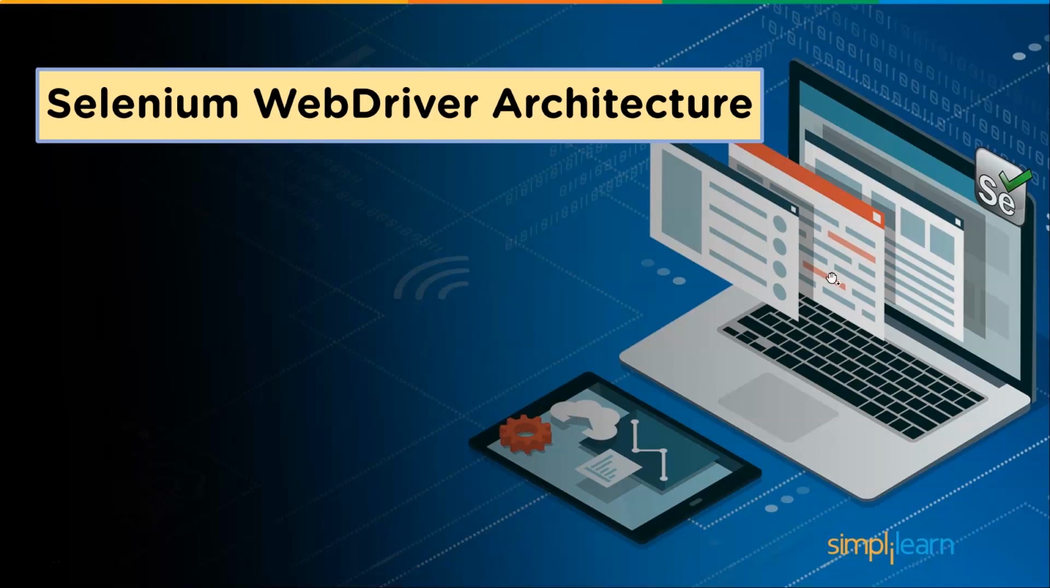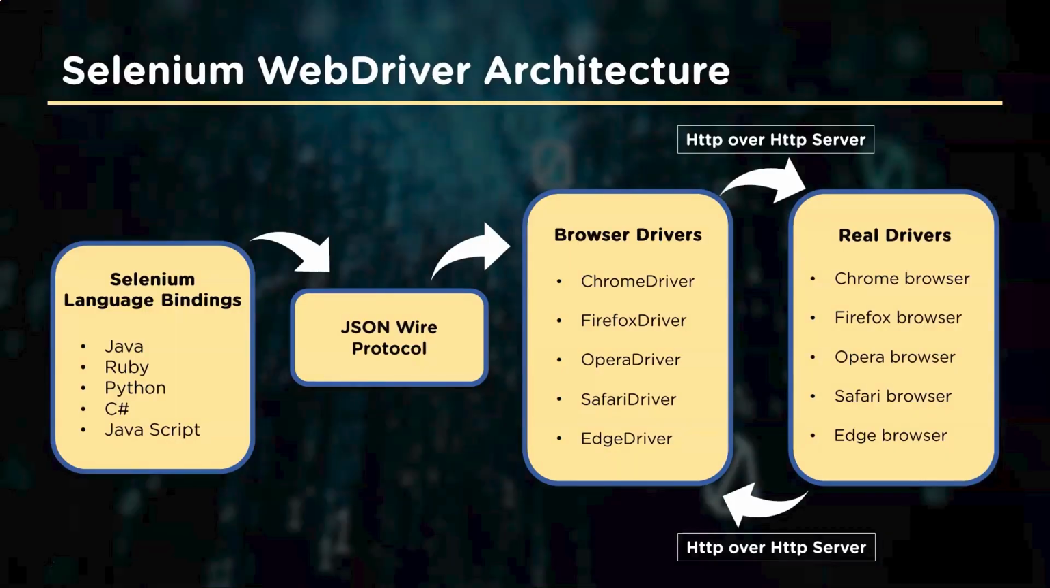Right, so let's talk about the WebDriver architecture. In this architecture there are some different components. The very first one is the Selenium language bindings. These are available in different programming languages like Java, Ruby, Python, C#, JavaScript. These are the different programming language bindings available. Then with the help of the JSON wire protocol, these are connected to the different drivers.